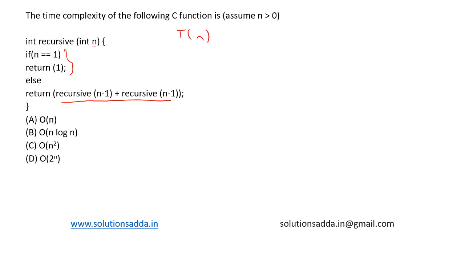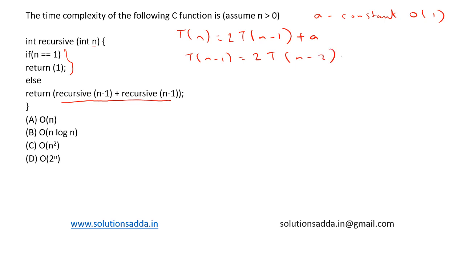We can write T of n is equal to 2 into T of n minus 1 plus a, which is the recurrence equation for the following pseudocode. A is the constant order of one time cost for the non-recursive work it takes. So solving it by back substitution, we can write T of n minus 1 is equal to 2 into T of n minus 2 plus a. Similarly, T of n minus 2 is equal to 2T of n minus 3 plus a.